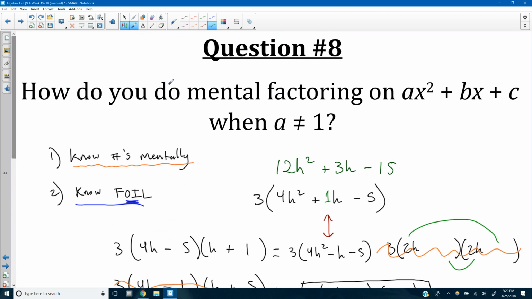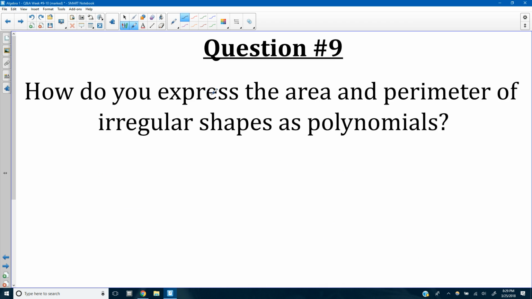Okay. So to answer your question, you got to know numbers mentally and you got to understand FOIL. You got to know how these things work. But that doesn't mean you can't practice these things. But that's what it takes. And the final question: how do you express the area and perimeter of irregular shapes as polynomials? Well, if you're asking this, you're probably talking about the one we had on the test.